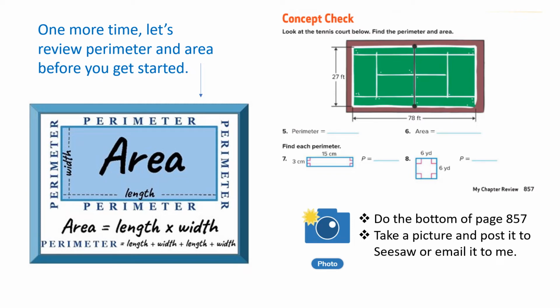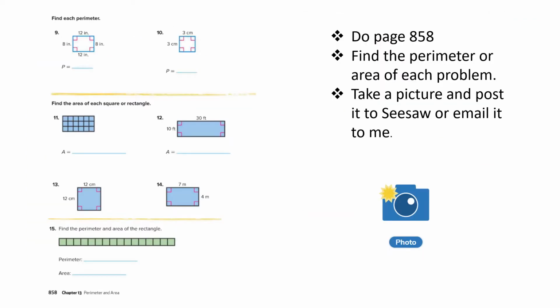So use those 2 formulas at the bottom of the frame there to help you complete the next couple of pages. You have to do the bottom of page 857 under the vocabulary, problems 5, 6, 7, and 8. When you're done with that, please take a photo and email or put it on Seesaw for me. Then you will continue with page 858. All of this page is finding the perimeter or the area. So read carefully, look at the numbers carefully, use the formulas to help you find it. When you're done, please take a picture and post this for me.